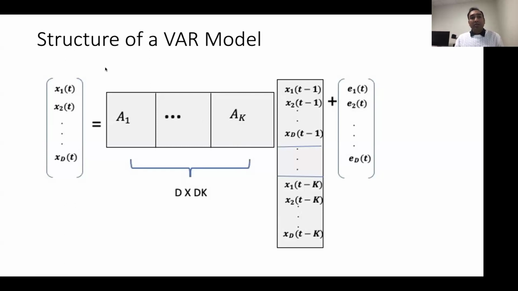If you are a more picture person, hopefully this schematic helps a little bit. At the tth time point, you have the d-dimensional vector, and these are the autocovariance matrices across the k lags. Each of these matrices is a d by d matrix. K is the number of lags, which is typically assumed to be known for theoretical purposes. And then these are the vectors at the previous time points, right? And these obviously are the error terms.